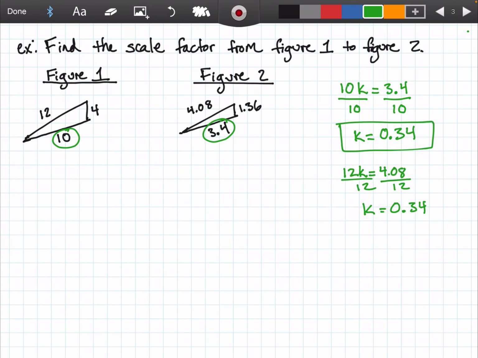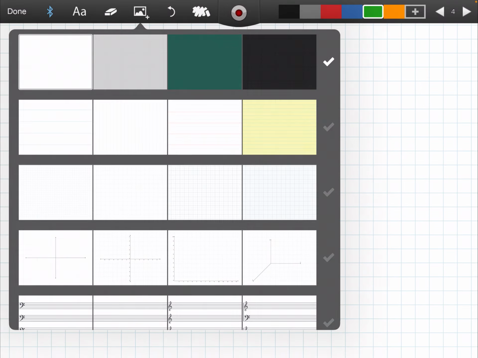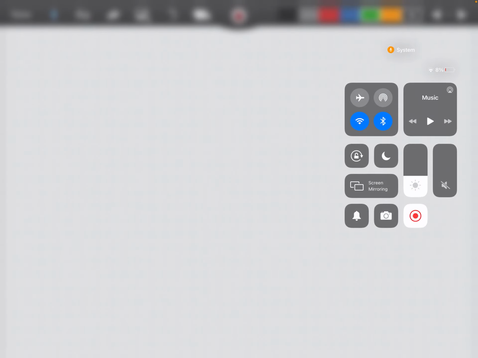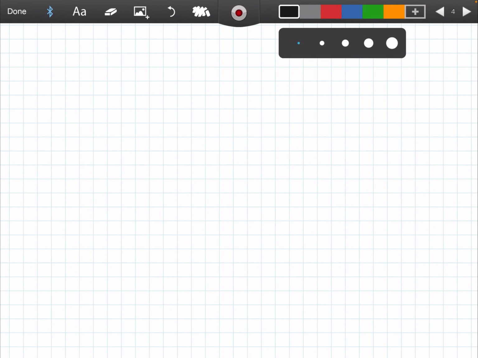All right, the last thing that we need to cover, let me fresh slate this. How much battery do we have left? 8%, oh, we're fine. All right.